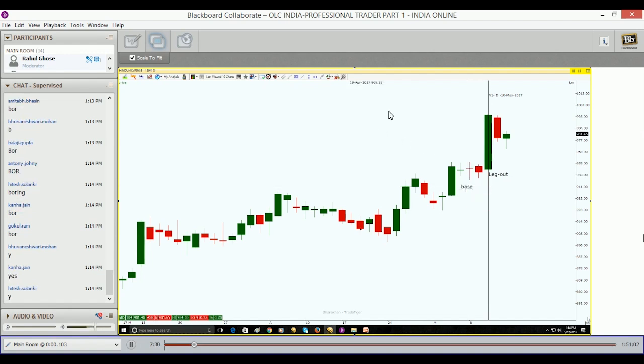Let me write it down for all of you. Your leg out has to be exciting. Your base has to be boring. And your leg in has to be exciting. Now next to these three base candles, this green candle, is it a boring candle or an exciting candle?